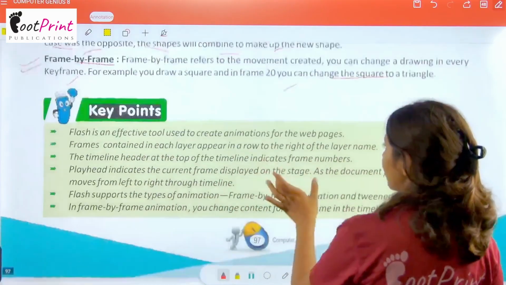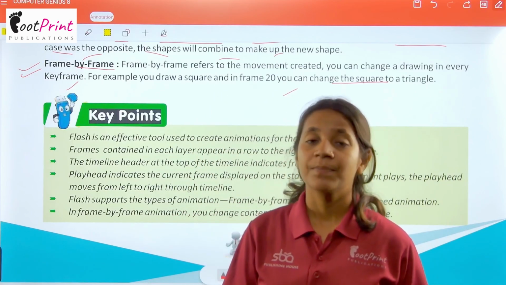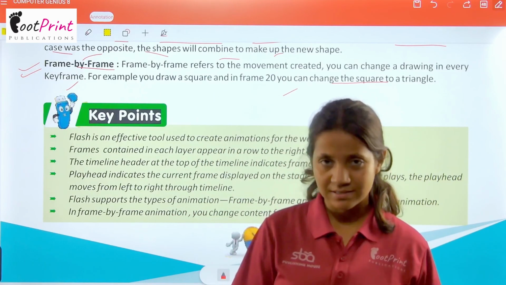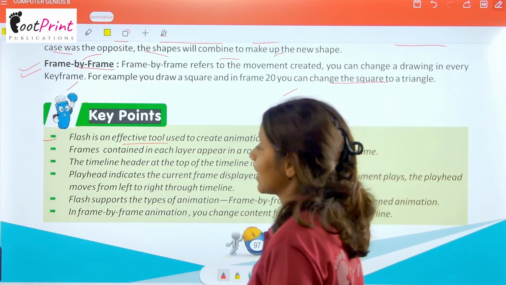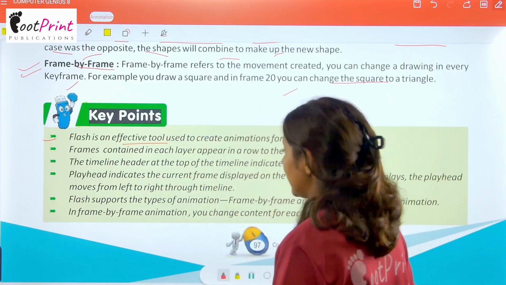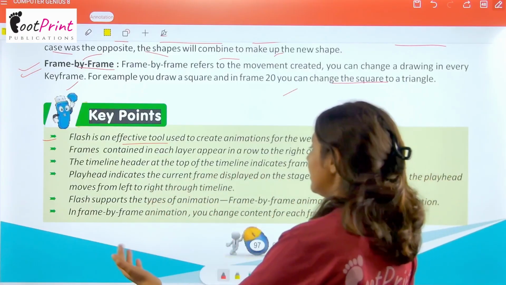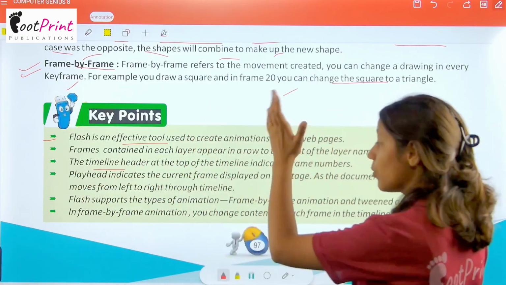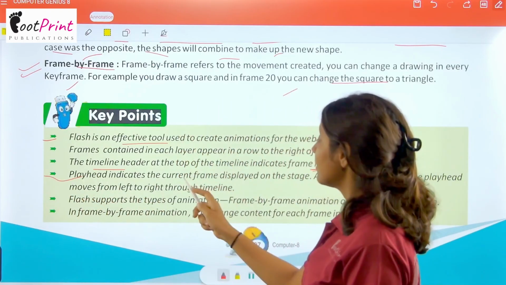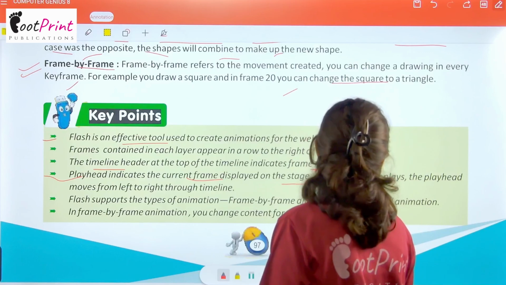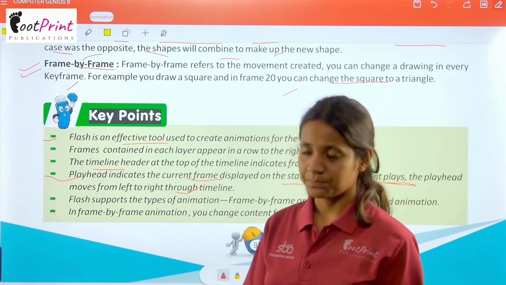So student, here we have completed our chapter. Now we have key points of this chapter. Let's learn them, let's understand them so that we can memorize our concept. Flash is an effective tool used to create animation for the web pages, as we all know that. Frames contained in each layer appear in a row to the right of the layer name. The timeline header at the top of the timeline indicates the frame numbers, and the playhead indicates the current frame displayed on the stage. As the document plays, the playhead moves from left to right through the timeline.